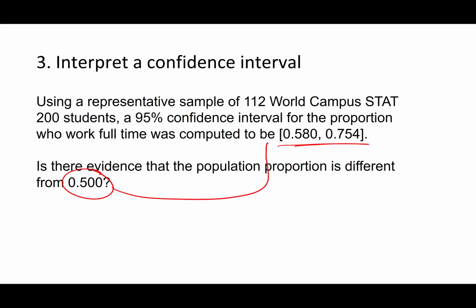0.500 would fall to the left of the confidence interval, so it is not contained within the confidence interval. Therefore, it is not a reasonable value for this population parameter. There is evidence that the population proportion is different from 0.500.